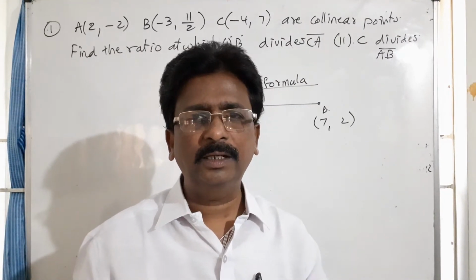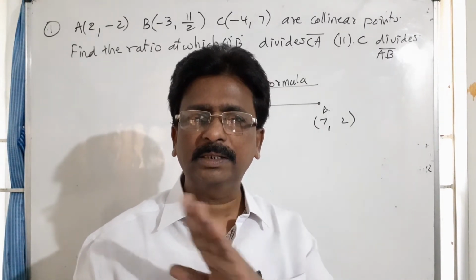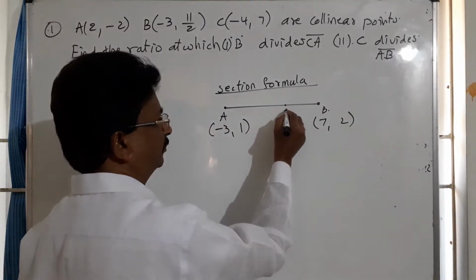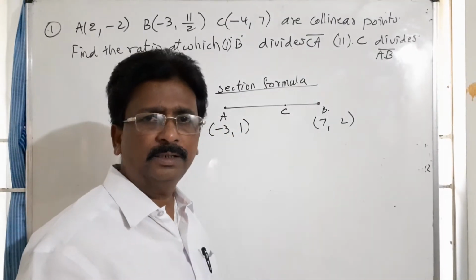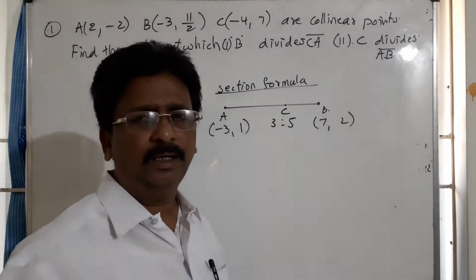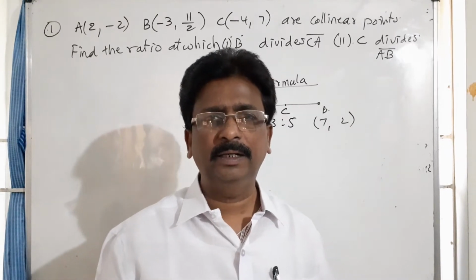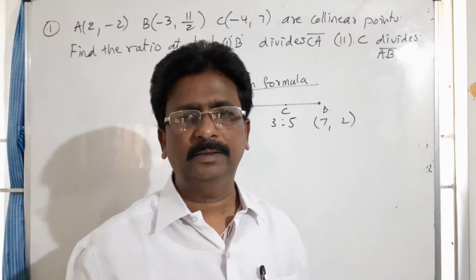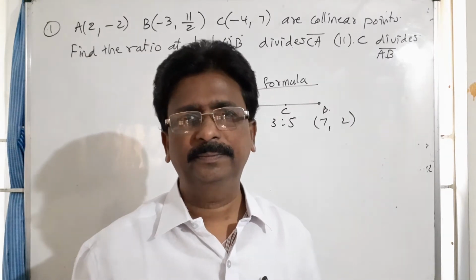In general, the question is asked: find the point C which lies on the line segment AB and divides AB in some ratio. The ratio is given, some 3:5 or 1:2 or any ratio. The question asks to find the point C which divides AB in the given ratio. Then we can find the required point.